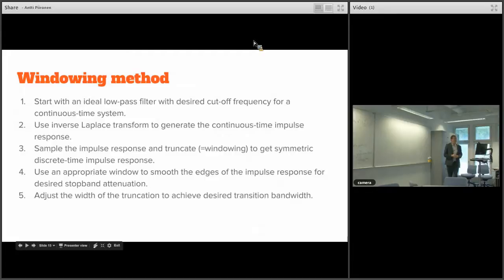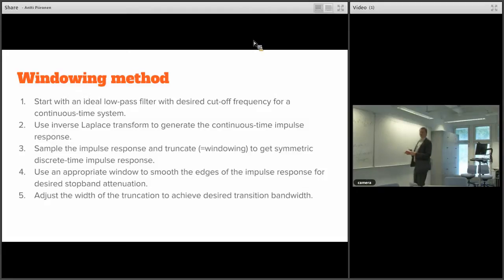Windowing method. Windowing method is quite simple. There are only 5 steps and that's it, plus a couple more steps if you want something other than a low-pass filter.